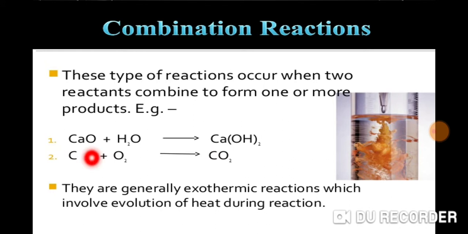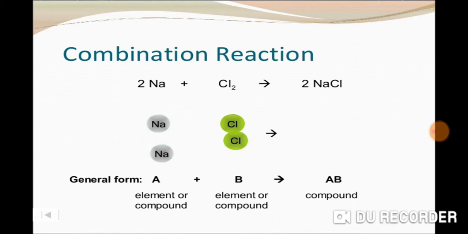Calcium hydroxide, that is also known as, in some cases, caustic soda. And this is carbon combined with oxygen that forms carbon dioxide. So these are combination reactions when two molecules combine to form a single substance. And normally when combination reaction takes place, heat is released. So it is an exothermic reaction which involves the evolution of heat during a reaction, or that involves the release of heat.